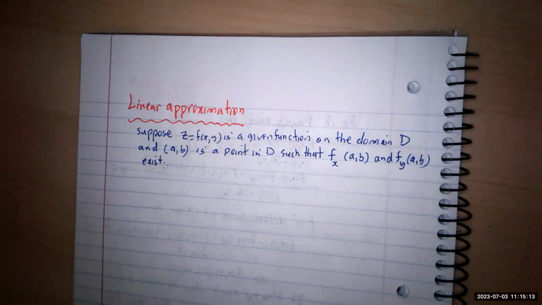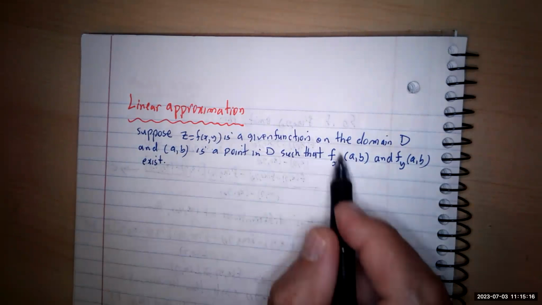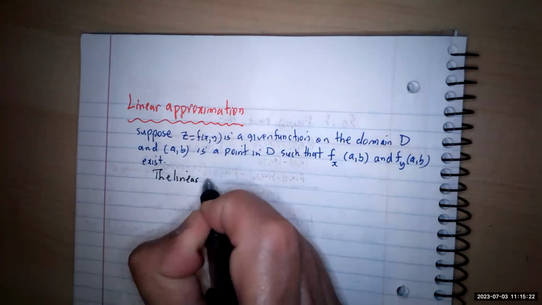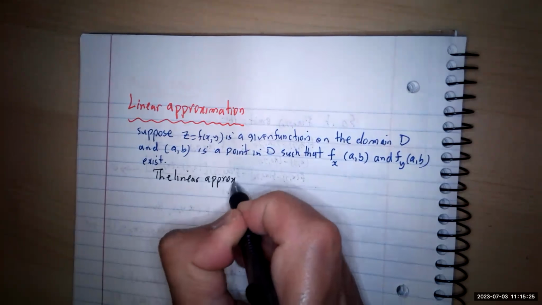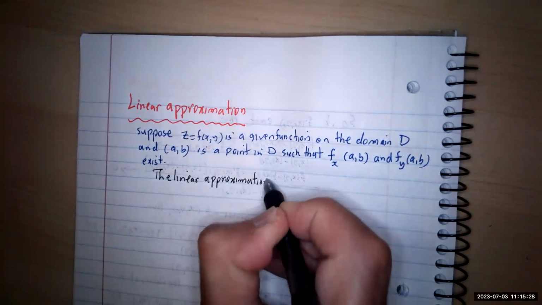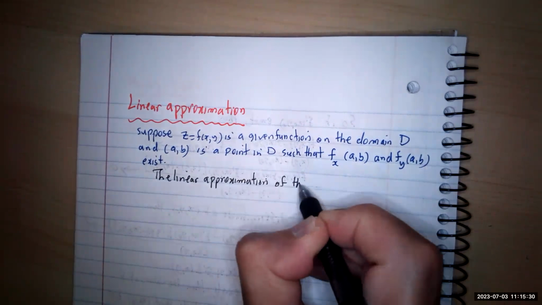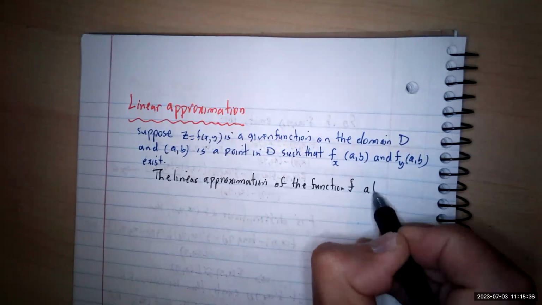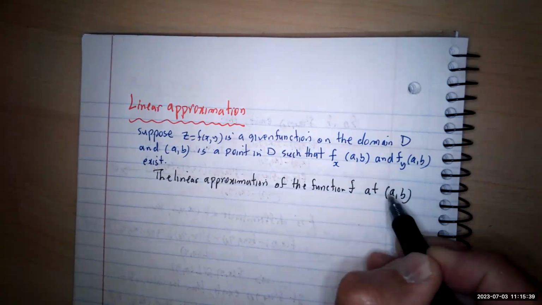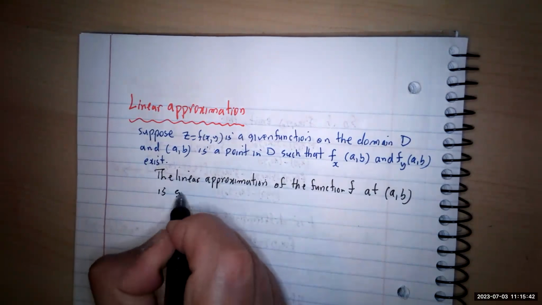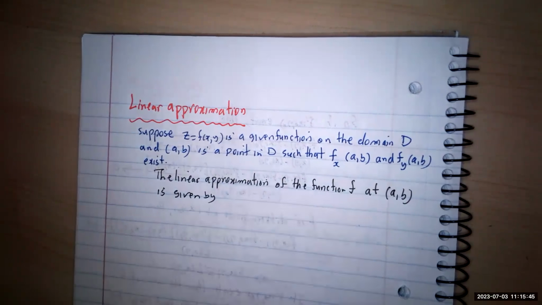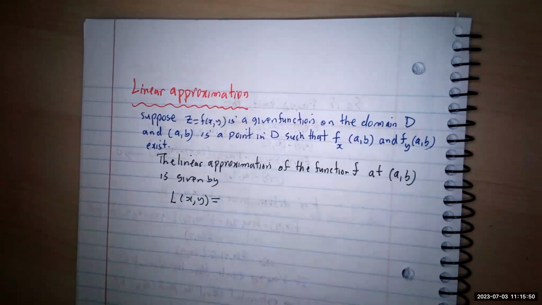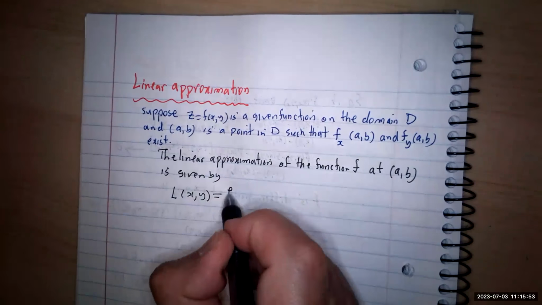Now I can bring in the linear approximation. The linear approximation of the function f at the point (a, b) is given by L of x comma y. Remember, the first part was the value of the function, so it's going to be the value of the function f of (a, b).